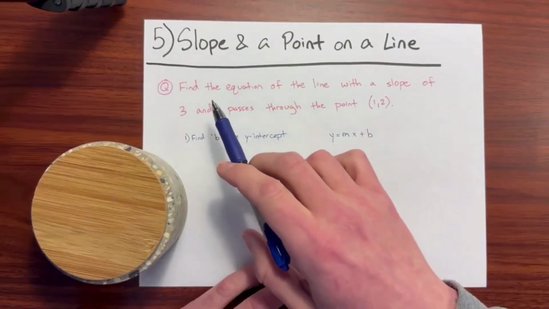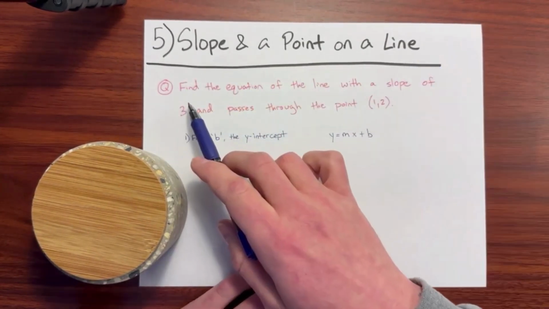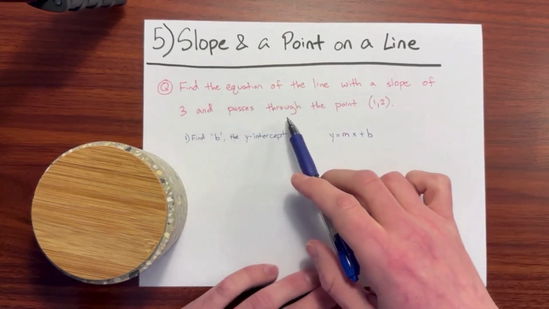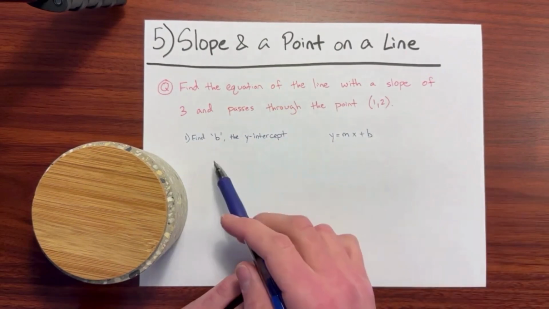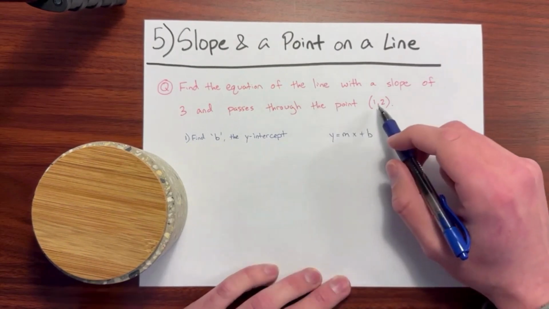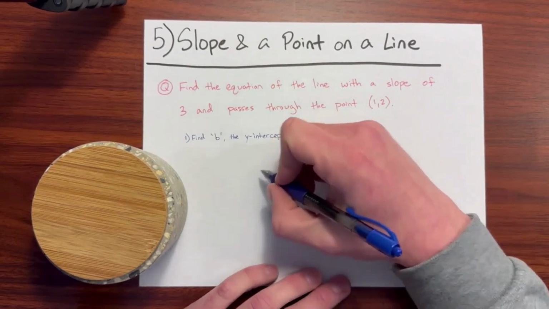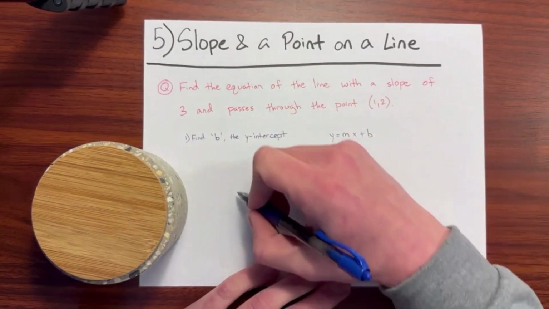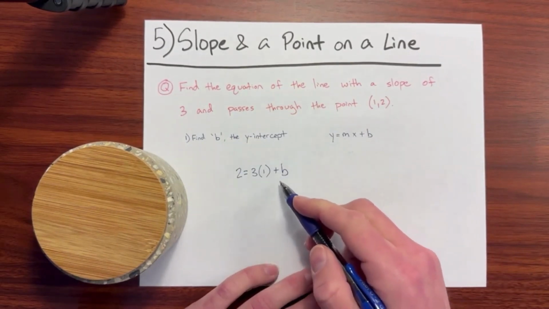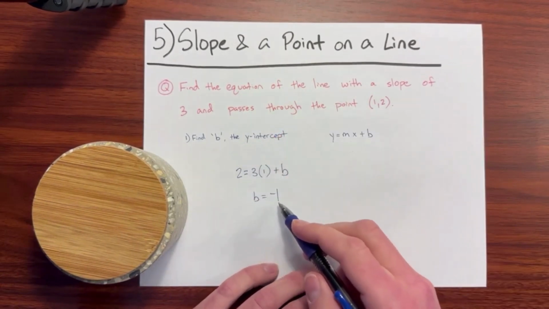Number 5, determine the equation of a line when given the slope and a point on the line. A question could ask, find the equation of the line with a slope of 3 and passes through the point 1, 2. You'll need to find b, the y-intercept, or in other words, isolate b. We'll go ahead and put down the 2 for y and 1 for x and 3 for m. Now that we have those in place, we'll simply isolate b. We know now that the y-intercept b is -1.